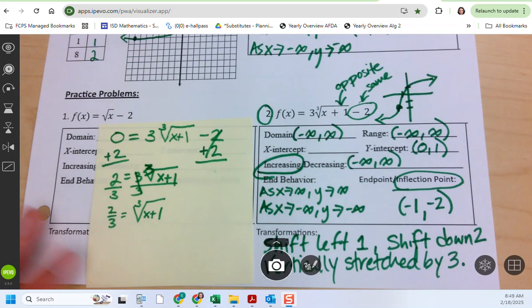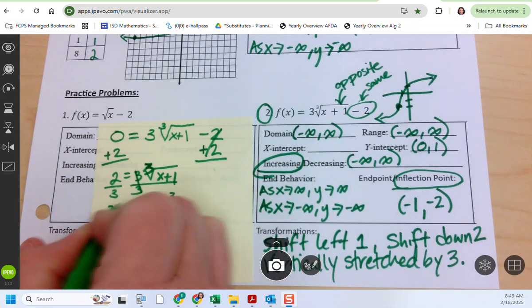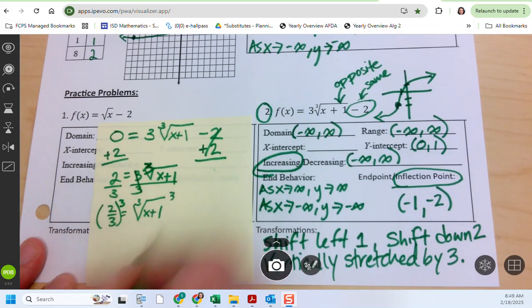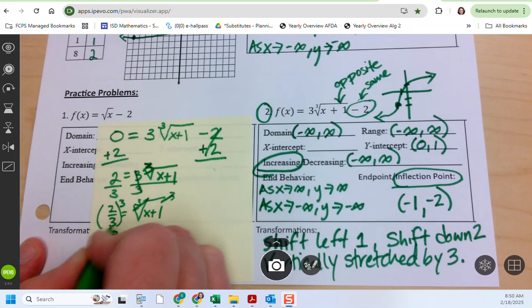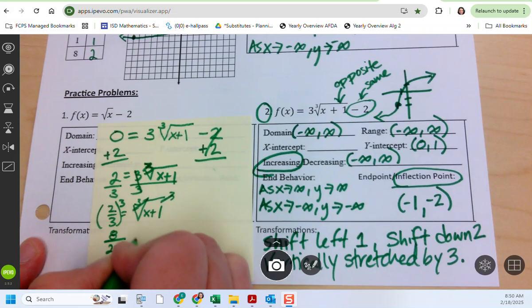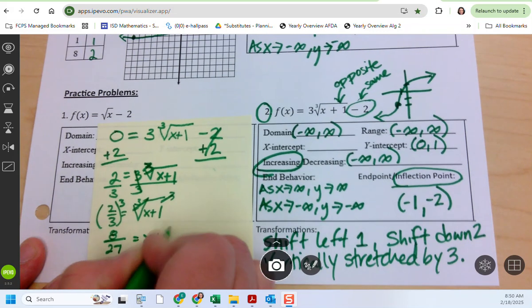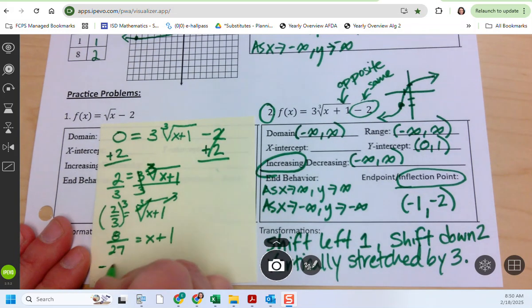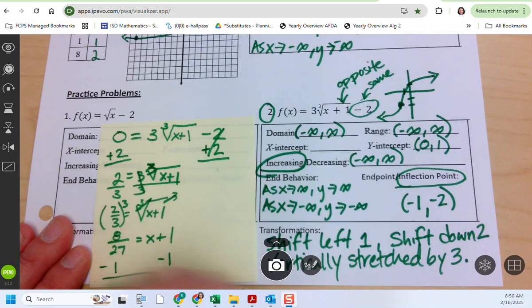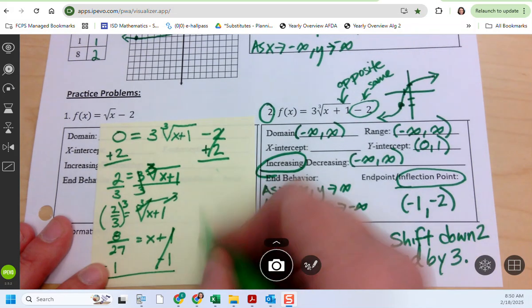How do I get rid of cube root? To get rid of a cube root, you're going to cube. Those will cancel. 2 to the third is 8, and 3 to the third is 27. And then finally, I'll subtract 1.